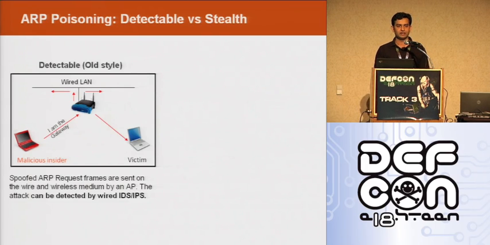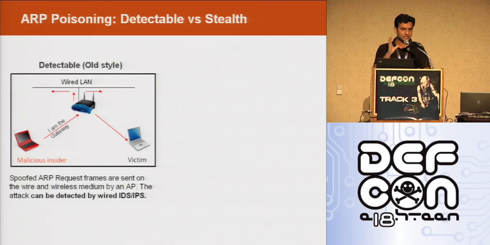and the old style, conventional style of ARP spoofing attack. No matter if you are using a WPA2 network, I can always launch an ARP spoofing attack to do man in the middle. So in this old style ARP spoofing attack, your packet first goes to the access point.